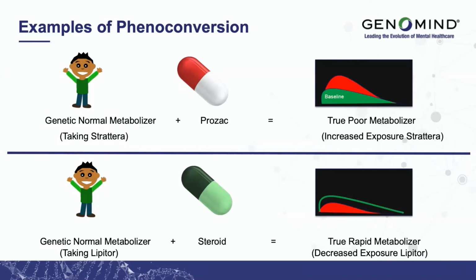Okay, so here's, we'll just do this top example of phenoconversion here. If someone happens to be born a normal metabolizer at 2D6, I look at their report, they're genetically normal. I say, great, let's give them Strattera, I'll give them normal doses. What I didn't know is that they were also on Prozac, and Prozac phenoconverts them to a genetically poor metabolizer. So what we expect to see is this green area under the curve based on their genetics. What we actually see is this red area under the curve based on their phenoconversion.